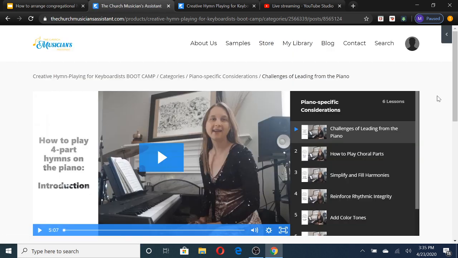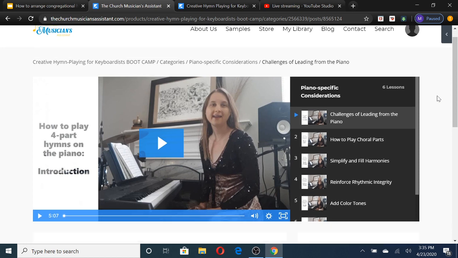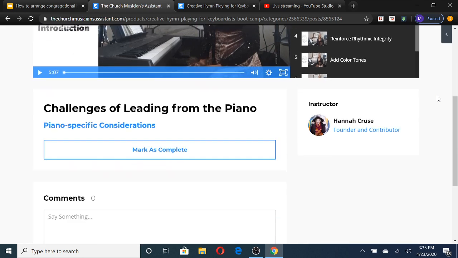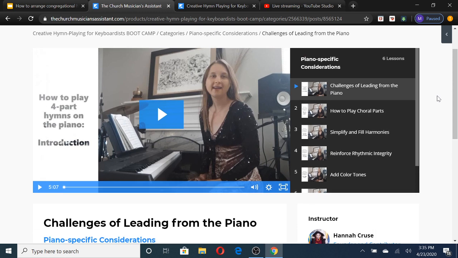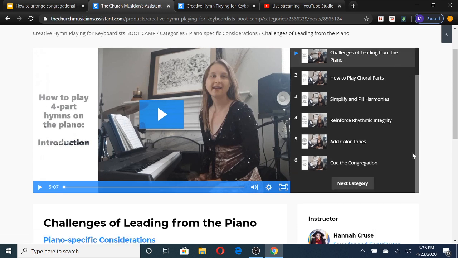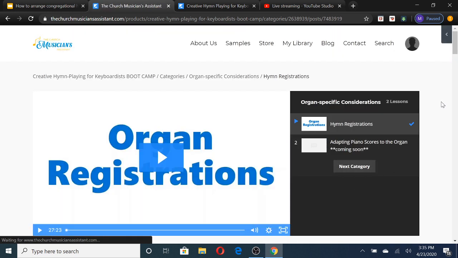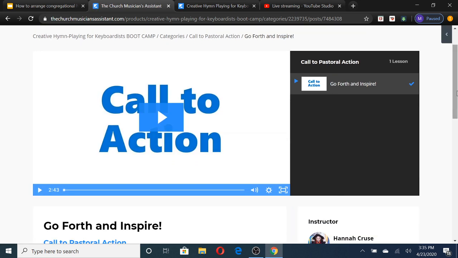And by the way, there's a lot of my own hymn accompaniments, like introductions and reharmonizations. And when I use those as examples, I add the sheet music as a download over there on the right, so you get to keep all of those. Then there's these lessons on piano-specific considerations, if you are a pianist. There's organ-specific considerations, such as hymn registrations. And as soon as I'm out of quarantine, if I can get to an organ, I will create a series of lessons on how to adapt piano scores to the organ. And then a call to action section.